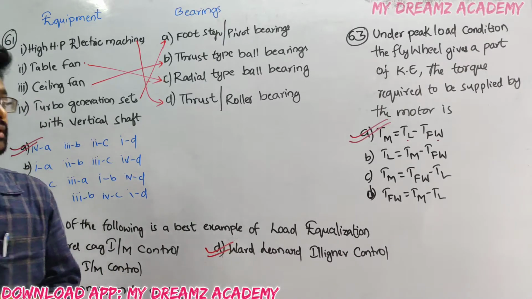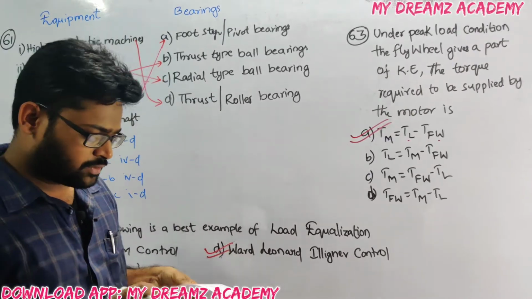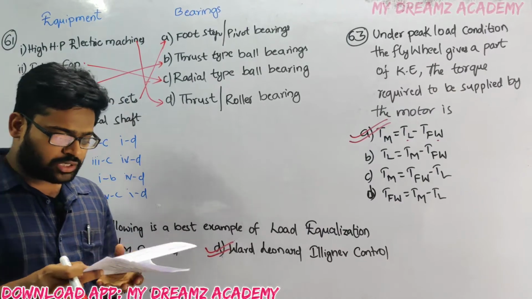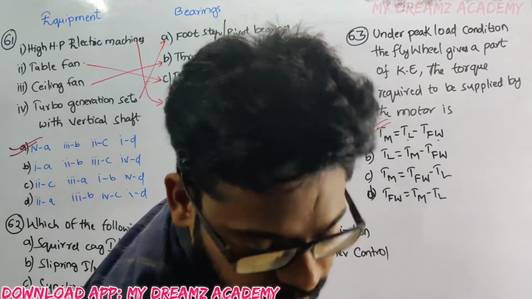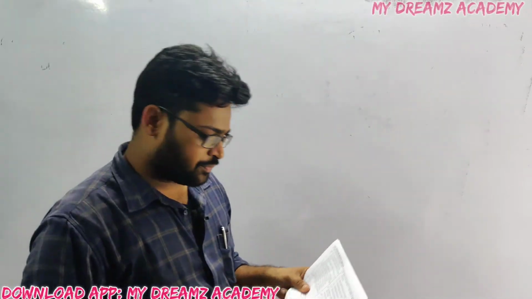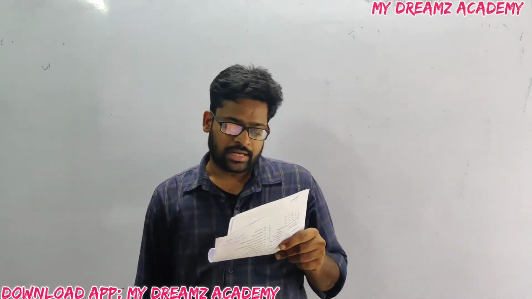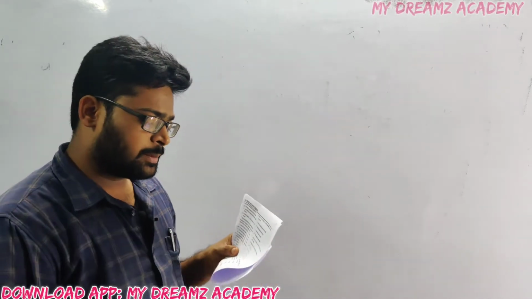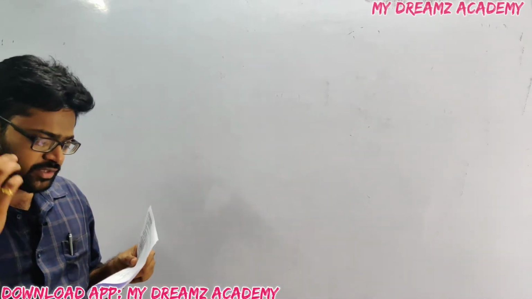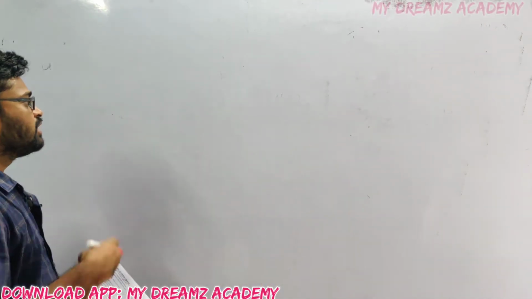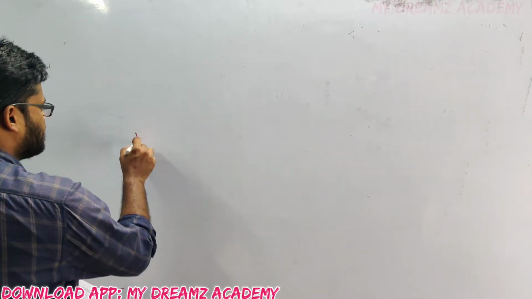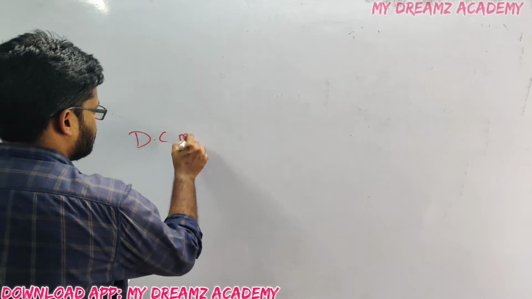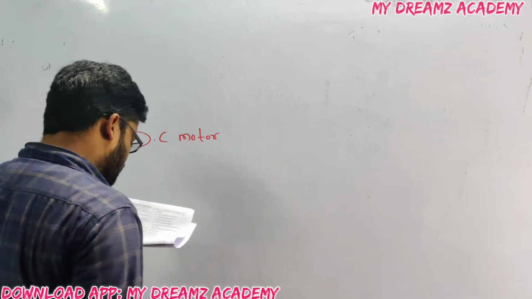And the next question, the 64th question: DC motor is preferred in applications where quick reversal of speed is required. Okay, whenever we require quick reversal, the best method is the DC motor. So I will read the options.